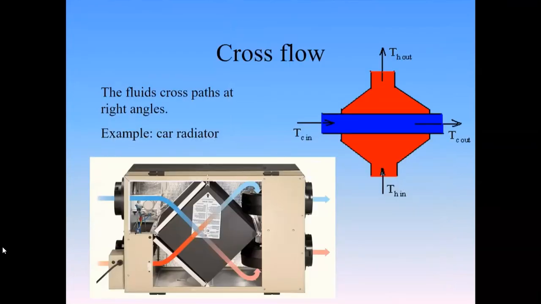Okay. Couple other types of heat exchangers. So we have what would be deemed to be a crossflow. Okay, and so these aren't really parallel or counterflow. We have flows that cross each other at a 90-degree angle. Okay, so a car radiator may be an example like that.